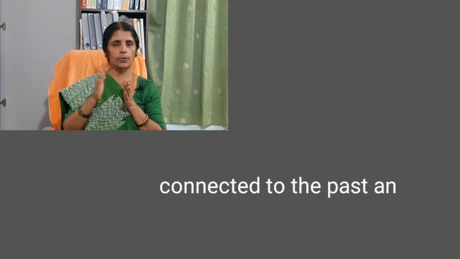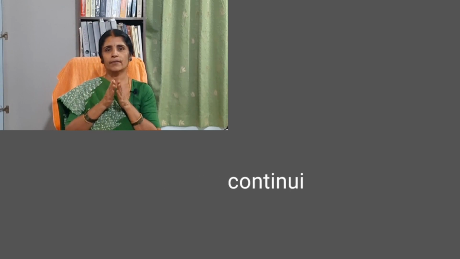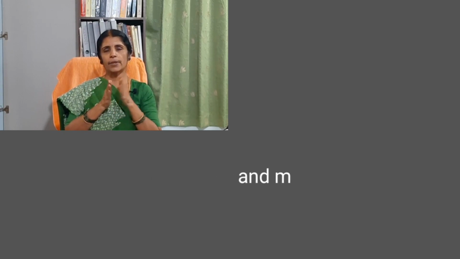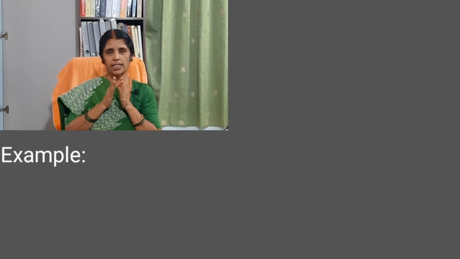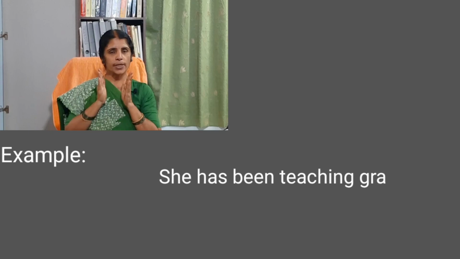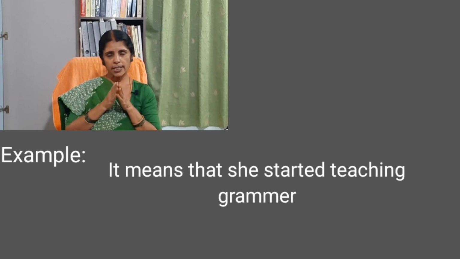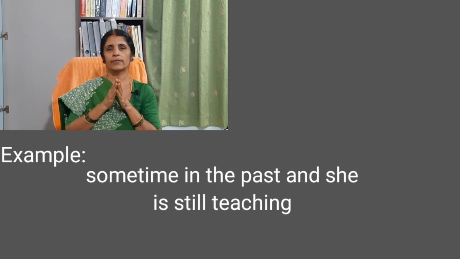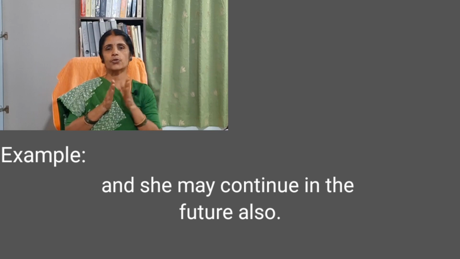Dear friends, present continuous tense is connected only to the present, but present perfect continuous tense is connected to the past and present. Present perfect continuous tense is used to talk about an activity started in the past, continuing in the present, and may continue in the future also. Take a look at this example. She has been teaching grammar. It means that she started teaching grammar sometime in the past. She is still teaching and she may continue teaching in the future also.